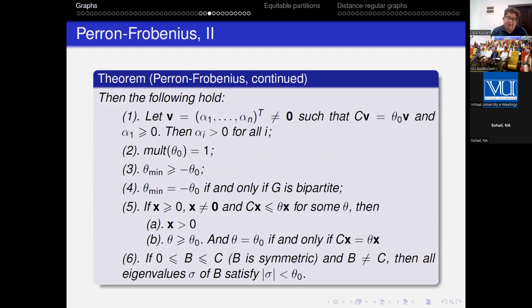Then we have the following 6 statements. I will not look at all of them now, but maybe I can prove the first 2 today and then I will prove the rest tomorrow. That's maybe a good way to compromise. So the first 2 are: there exists a positive eigenvector for the eigenvalue theta 0, and the multiplicity of theta 0 is exactly 1. That is what I will prove today. And then tomorrow I will prove the rest of the theorem.